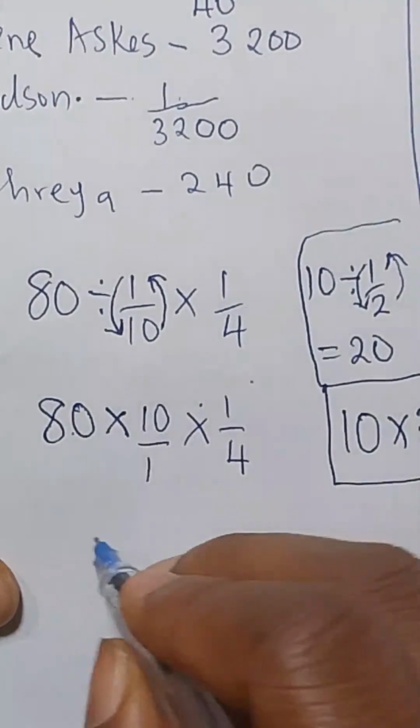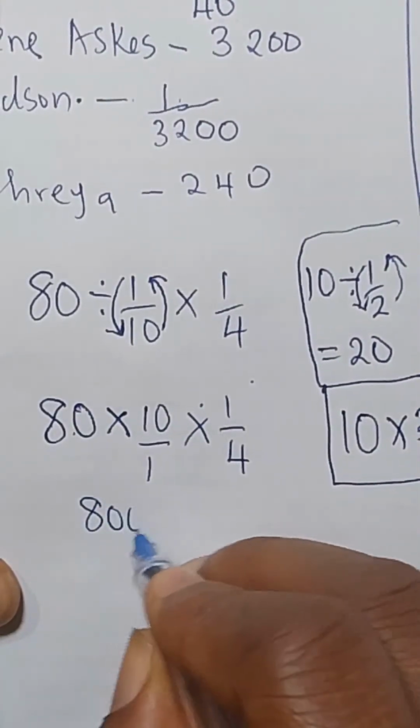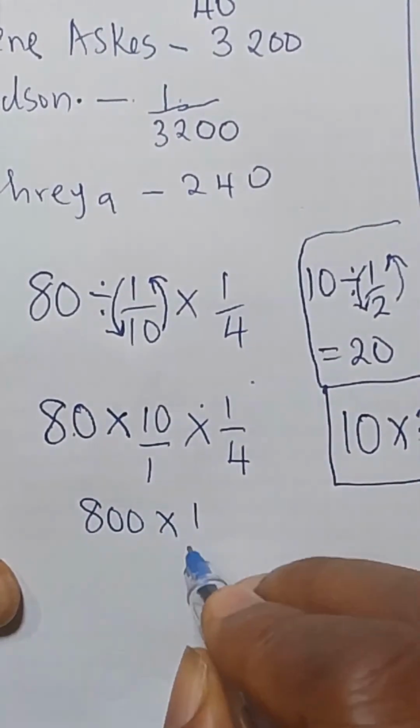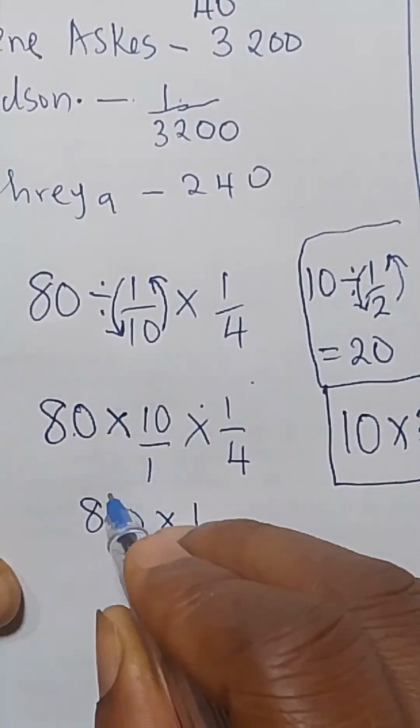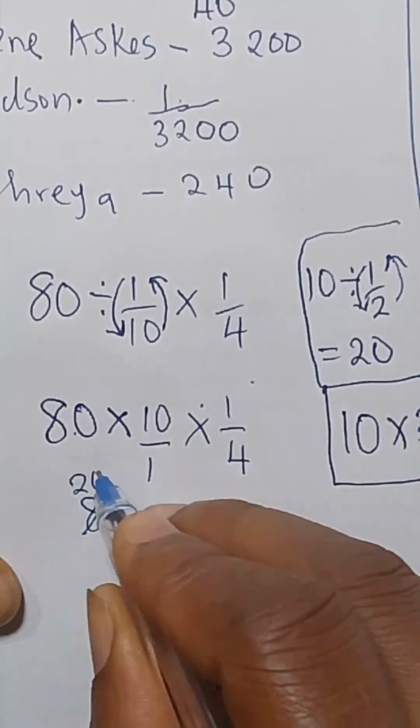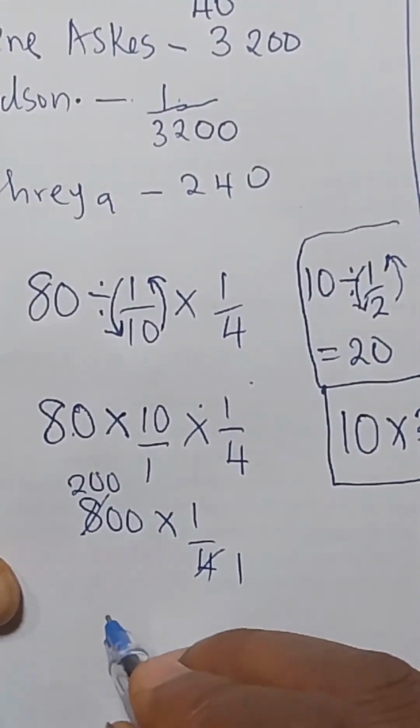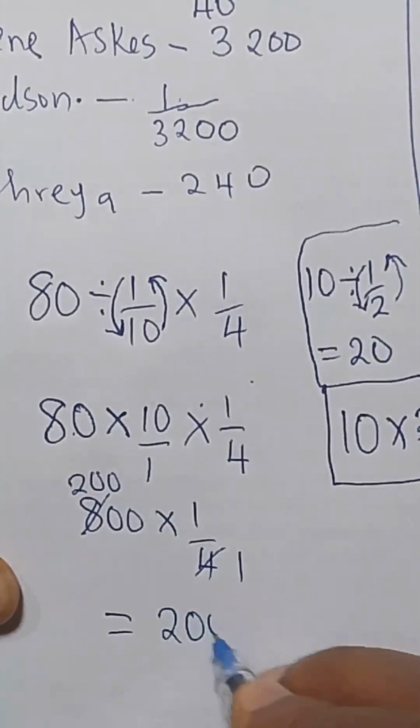80 times 10 will give you 800. Multiply by 1 over 4. 4 will divide here to give you 1. 4 will divide here to give you 2. You write 0, 0. That is 200. So the answer to this question is 200.